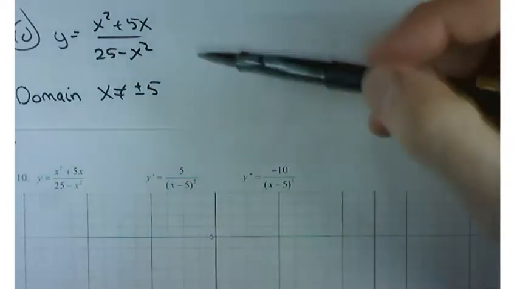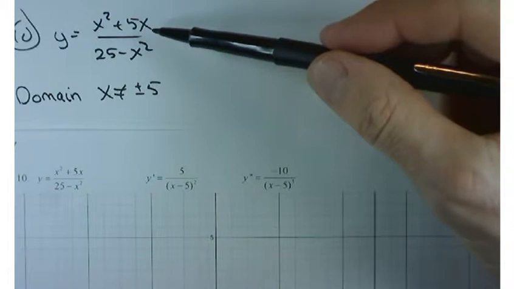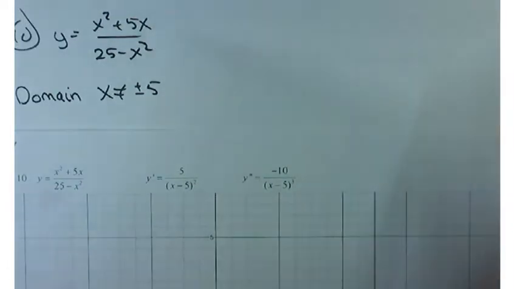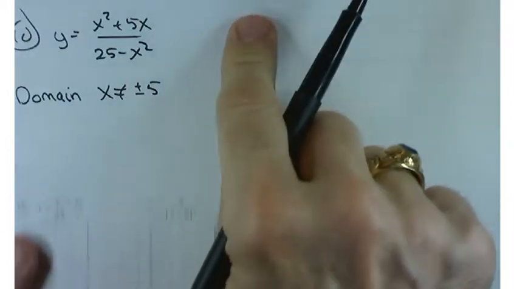In fact, what do we expect when we look at this graph? What do you kind of expect at 5 or negative 5? Yeah, you expect vertical asymptotes. In fact, we're going to see something a little bit different for at least part of that. So we'll leave a little space there.